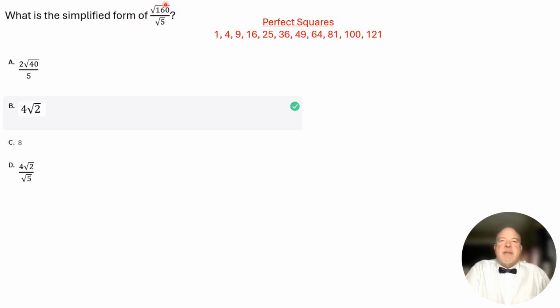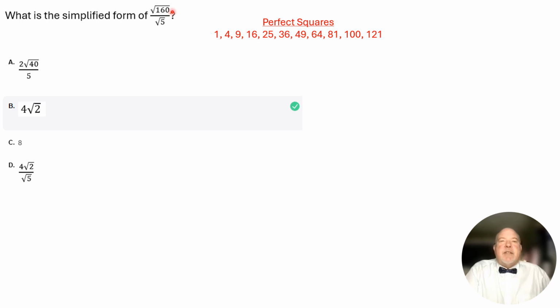All right, so to simplify this, when I have a radical divided by a radical, the first thing I like to do is see if I can divide these. So can I divide 160 by 5 and have it come out to a nice whole number? If I can't, then I would just simplify each of these radicals individually.